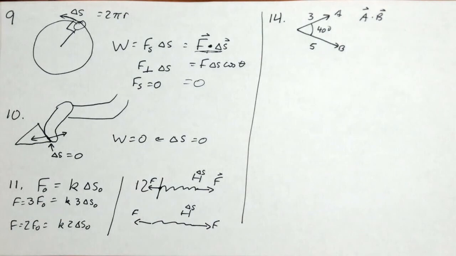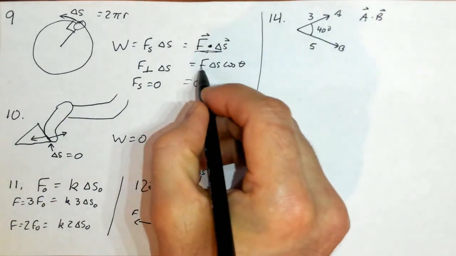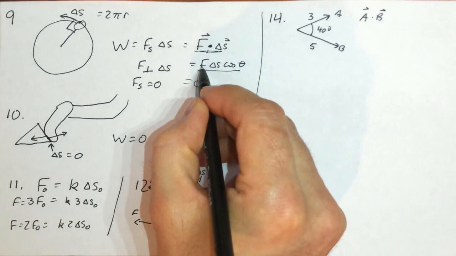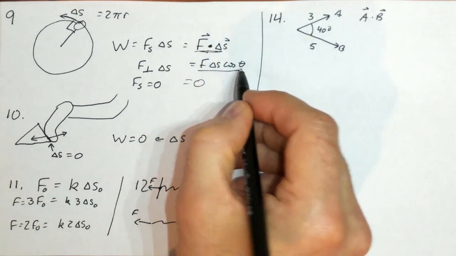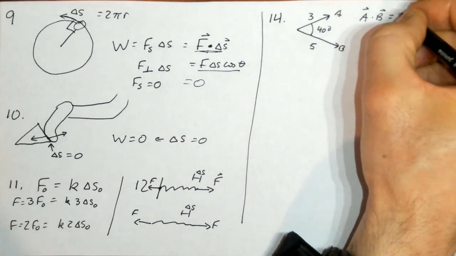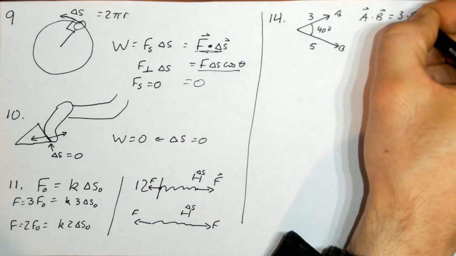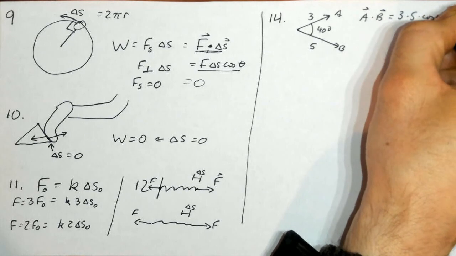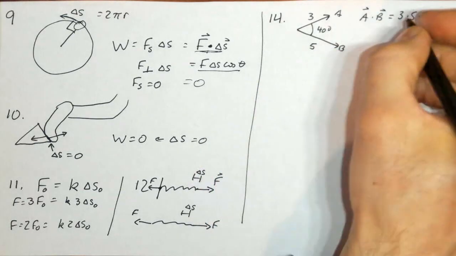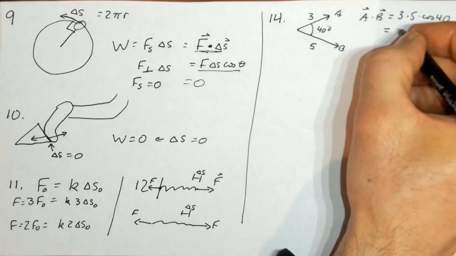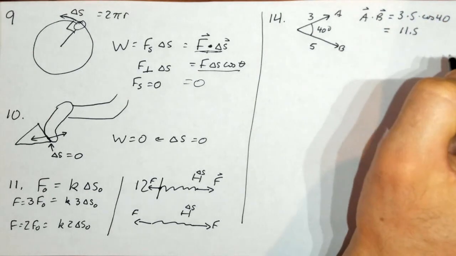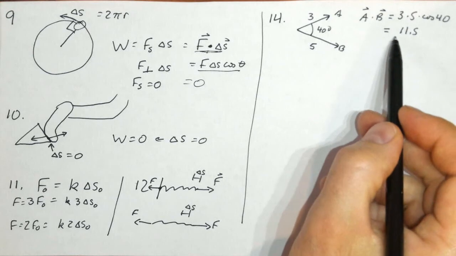Okay. So what is A dot B? By definition, it's the magnitude of the first vector times the magnitude of the second vector times cosine of the angle between them. So this is going to be 3 times 5 times cosine of 40, because that's the angle between them. And if you plug in your numbers, you're going to get 11.5.